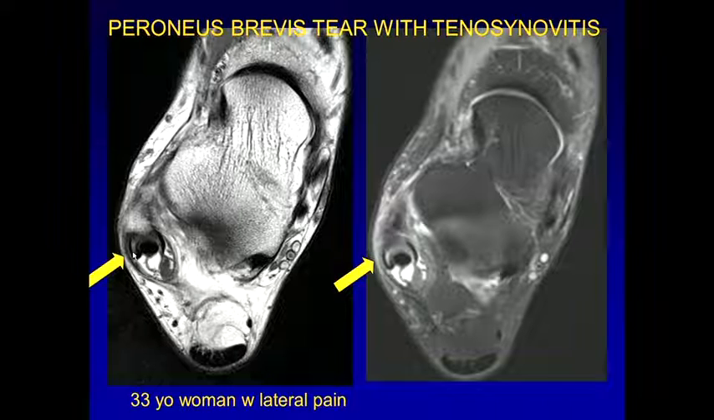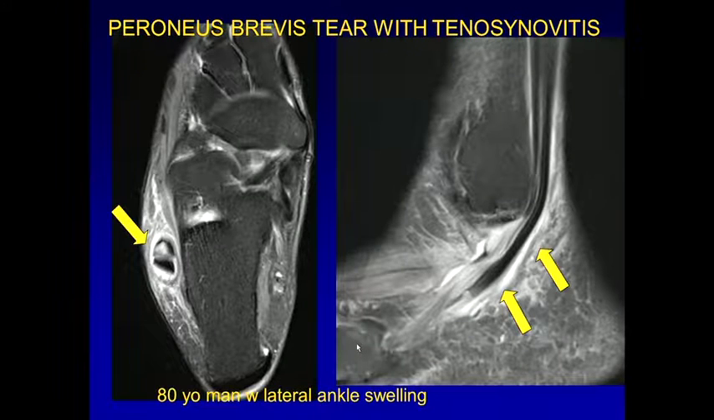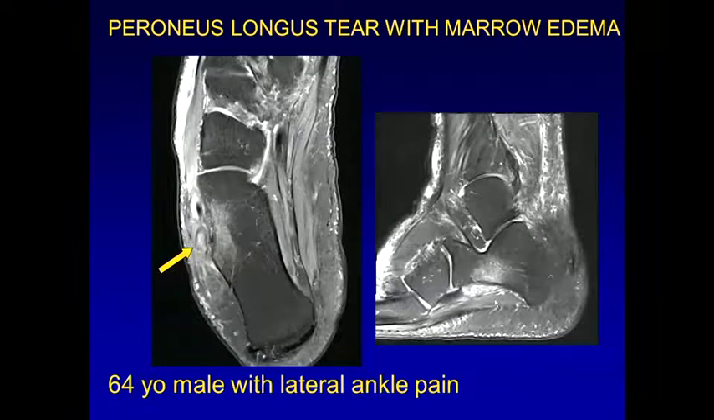This is a 33-year-old woman, and we see that the peroneus brevis is split into two pieces. There is increased signal within it. There is also tenosynovitis. This is a different patient where the tear is more distal. Most of the time, peroneus brevis tears are in the retromalleolar groove area, but they can extend more distally, as we see here, two limbs of that peroneus brevis with increased signal as well as marked tenosynovitis. We could appreciate it better on the sagittal images.